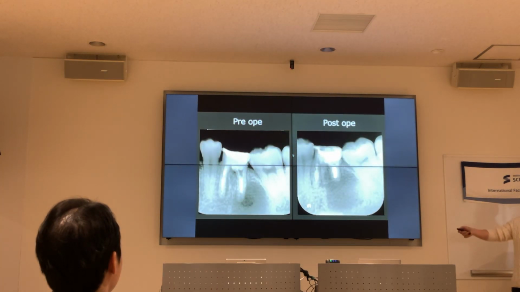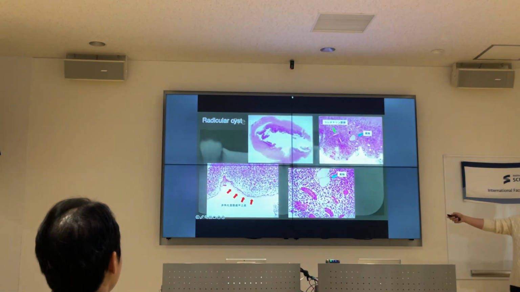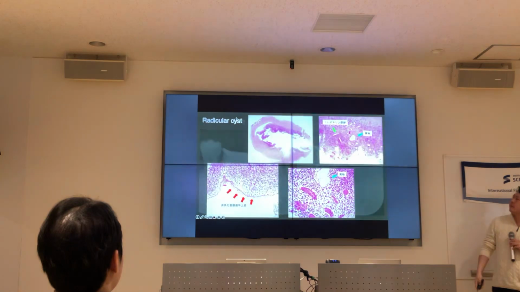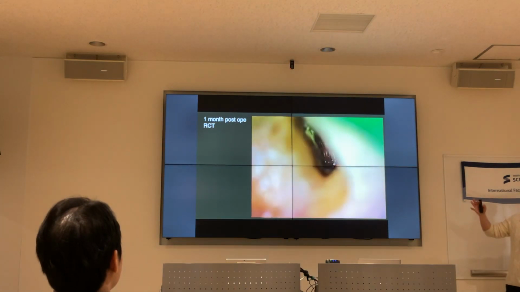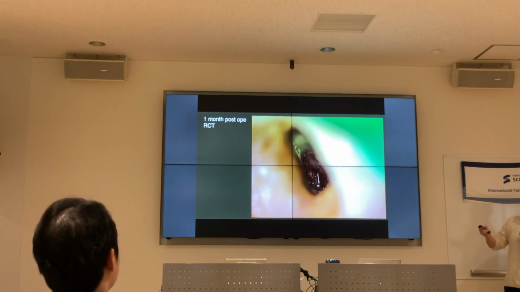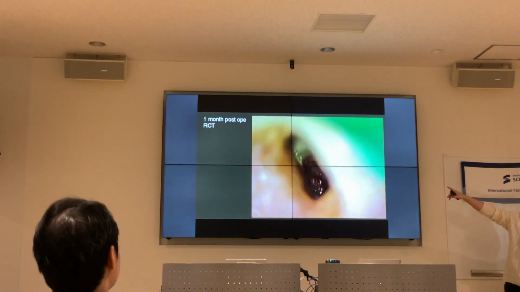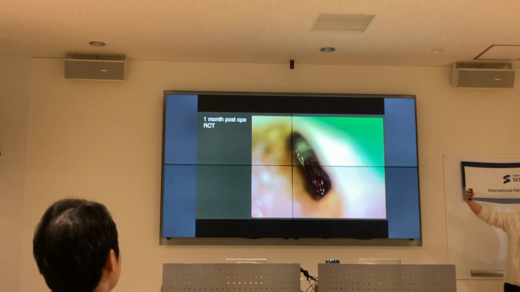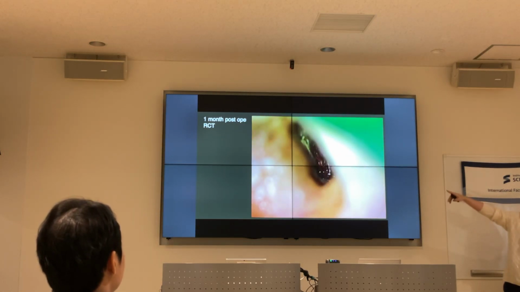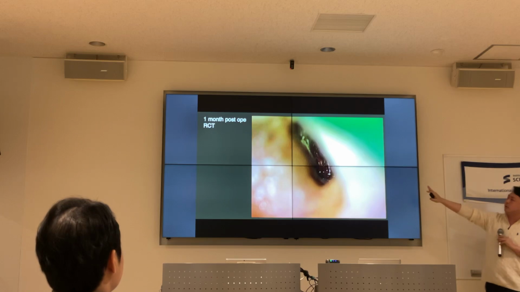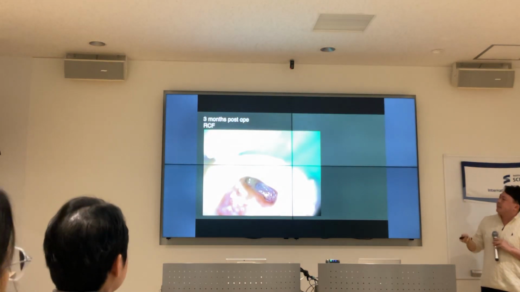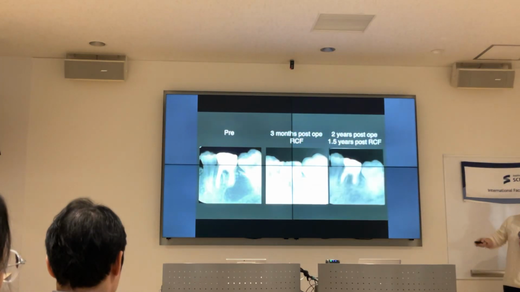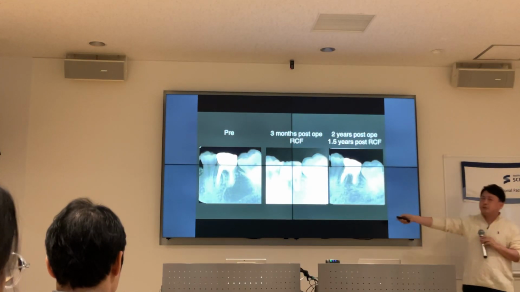Then this is pre-operation and just after operation. The root end is resected. Then this is one month post-operation in the surgical procedure. Before the surgery, the apical extrusion didn't stop, but after removing the radicular cyst, the extrusion almost stopped. Then after that, I filled MTA in the distal root. This is after root canal filling.